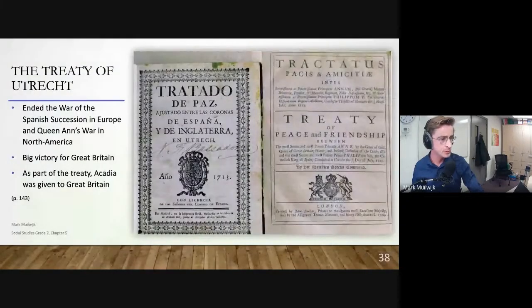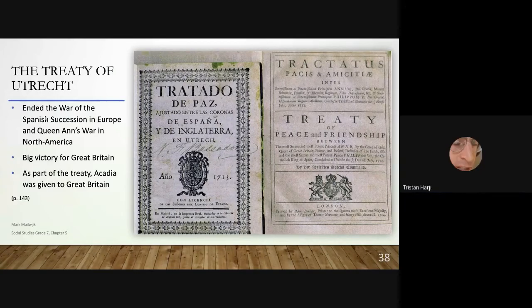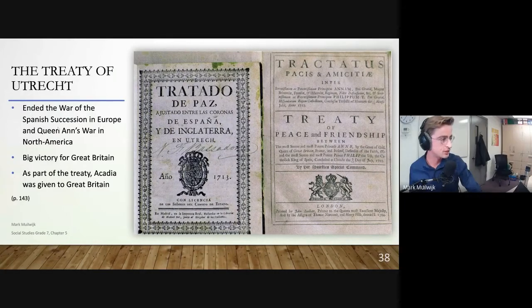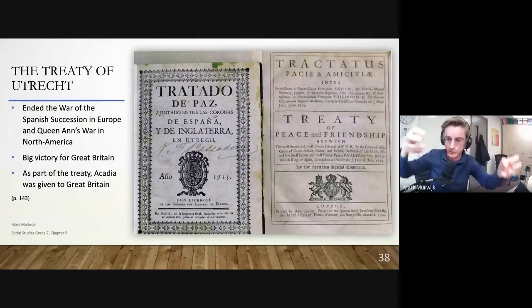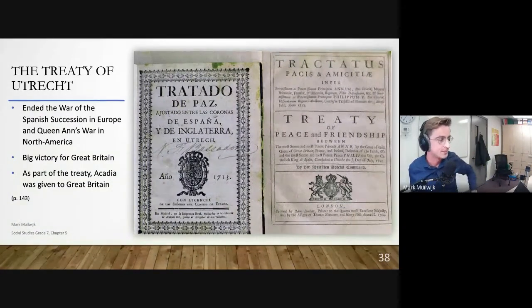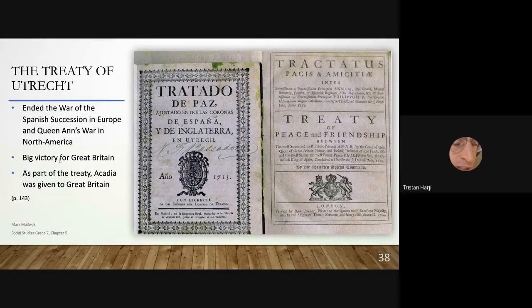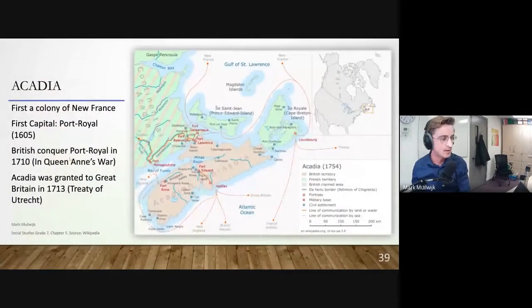Okay, here is the peace treaty, the Treaty of Utrecht. And God, they signed so many peace treaties. This ended the War of the Spanish Succession and Queen Anne's War in North America. European countries attacked each other in Europe, and their colonies also started to attack each other. It was one big war. The big winner of this war was Britain. Yes. Yay! And so they got the southern island of Nova Scotia here in beautiful peach. So peach is now British, and the French did not really like it.